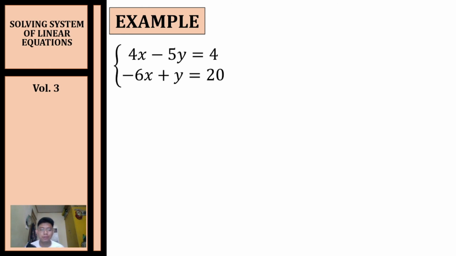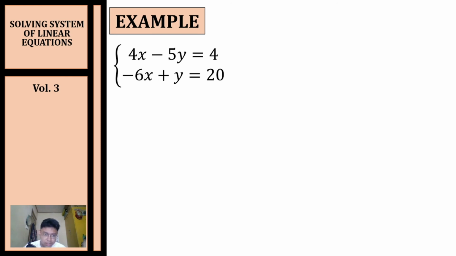Alright, let's have our last example for today. We're going to solve a system of linear equations. We're given two equations: 4x minus 5y is equal to 4 and negative 6x plus y is equal to 20. First step is for us to pick an equation that we're going to isolate one of the variables. Like I suggested before, we're going to pick an equation with a variable with a numerical coefficient that is equal to 1. It will make it easier.